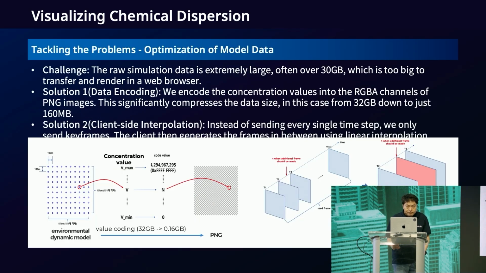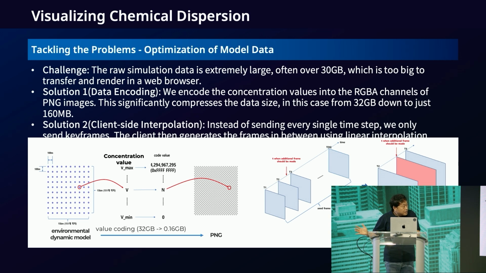There is a huge problem in this project because usually simulation data is extremely large, over 30 gigabytes. Sometimes it exceeds 300 gigabytes, and this is too big to transfer and to render in web browsers. So we have two solutions. The first one is we have to reduce the data using data encoding. On the left side, you can see how we reduce the data from raw data to PNG encoded data.